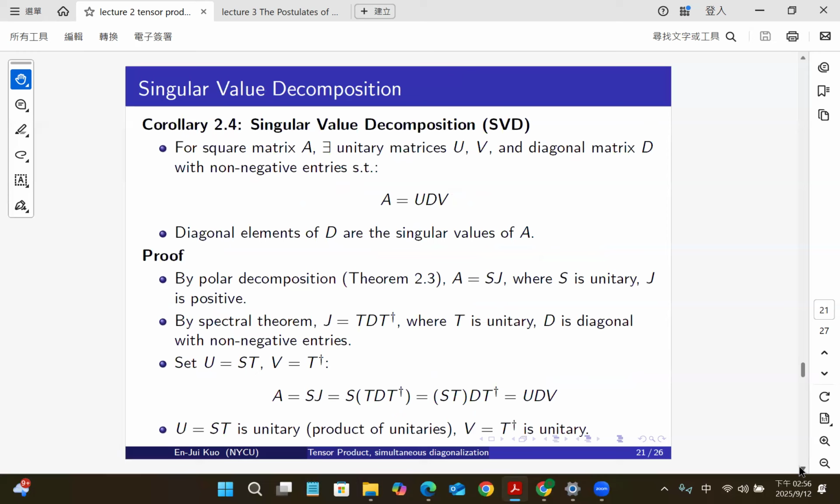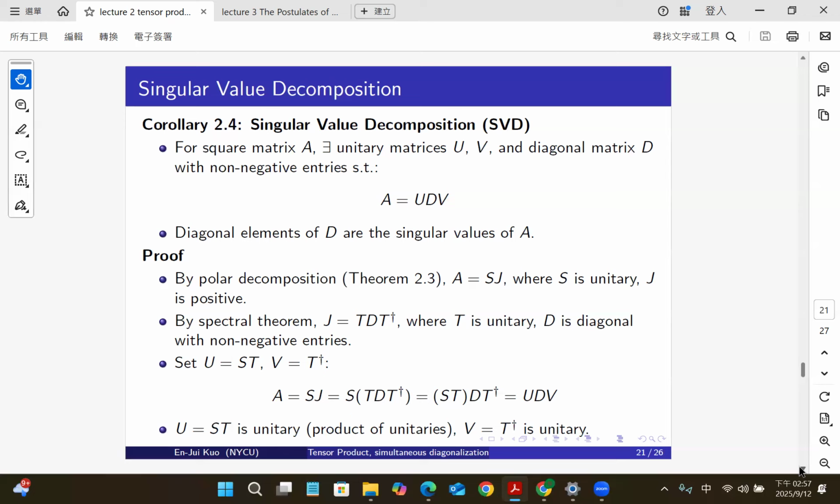Alright, so finally is the singular value decomposition. This is called the SVD. So this is probably the most important one because for any matrix you can compute the SVD. In Python you just write one line, just write SVD and it will output the result. So if you give any square matrix A, there exist two unitaries, U and V, and a diagonal matrix D with non-negative entries, such that A can be written as U D V.